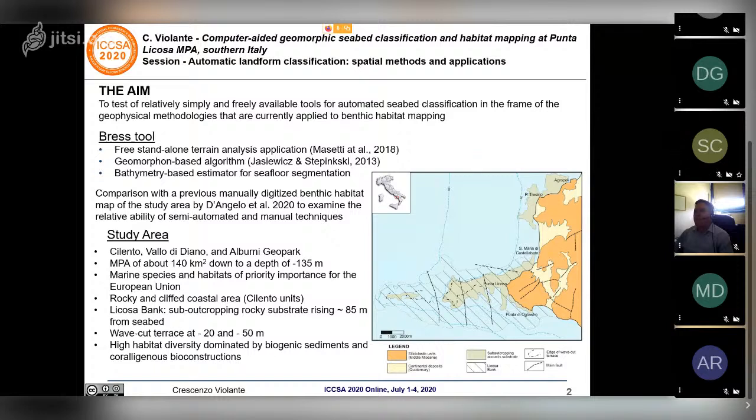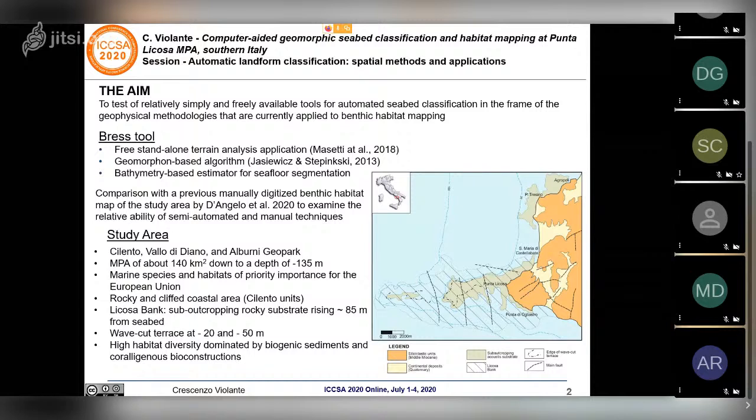Sorry. Okay, thanks. This is the main aim, as I was saying: to test relatively simple and freely available tools found online, specifically designed for automated seabed classification. These tools are tested in the frame of the geophysical methodologies that are normally and currently used for benthic habitat mapping at the seafloor. The chosen tool was BRESS, a free standalone terrain analysis application developed by Masetti et al. 2018. It is a geomorphon-based algorithm that was designed specifically to segment the seafloor from DEMs based on multibeam bathymetry.